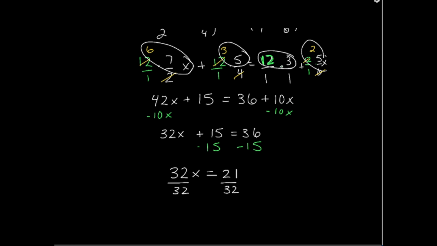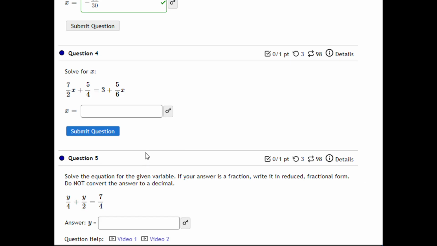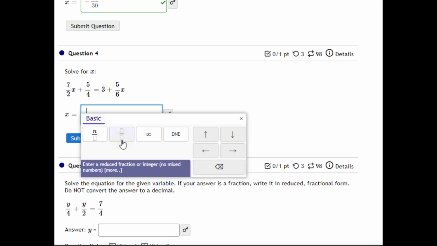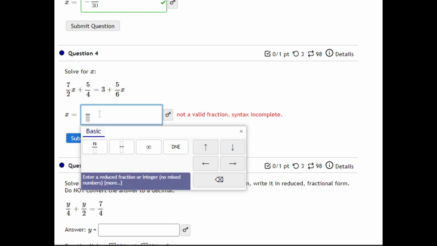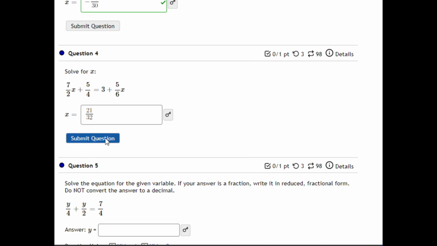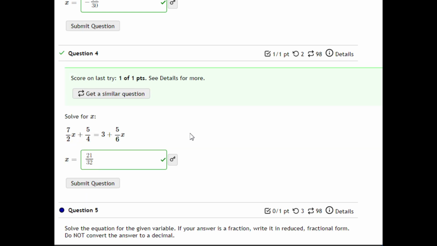And the last step is to divide both sides by 32. And again, let's put that in. It's 21 over 32 for this question. Click on your fraction button, X that out, and then click your numerator, and that would be 21, the down arrow for 32. And then I want to go ahead and submit my question.